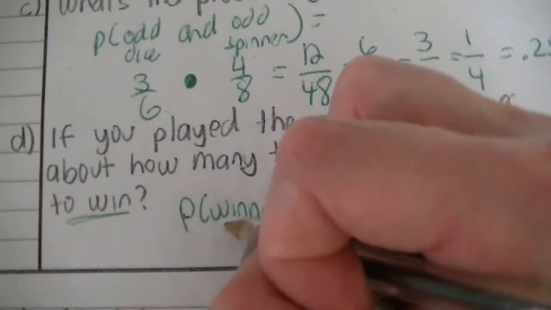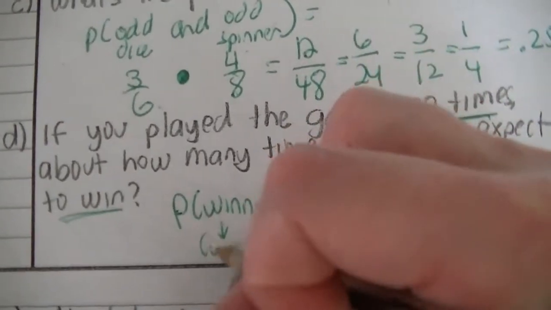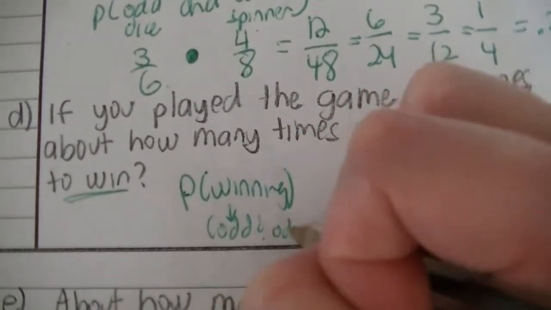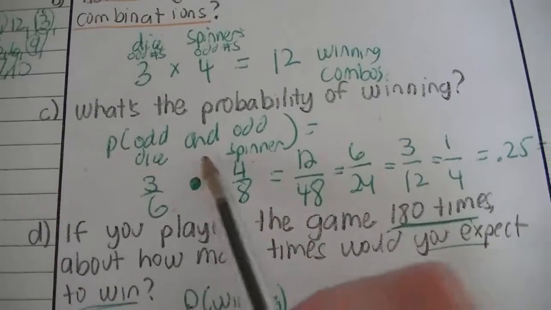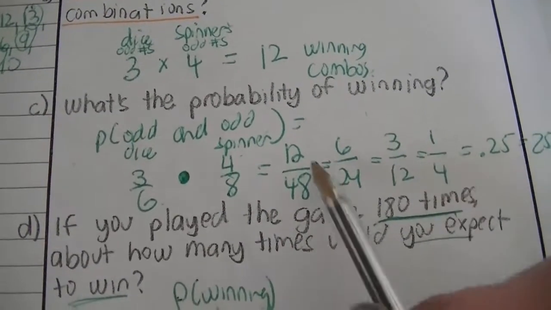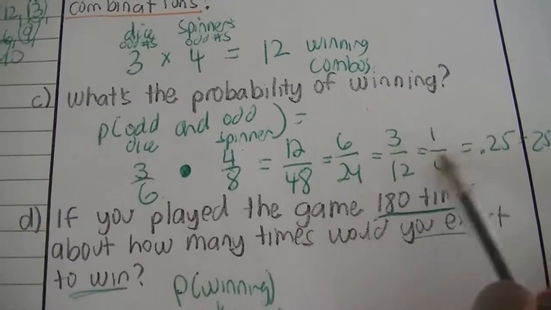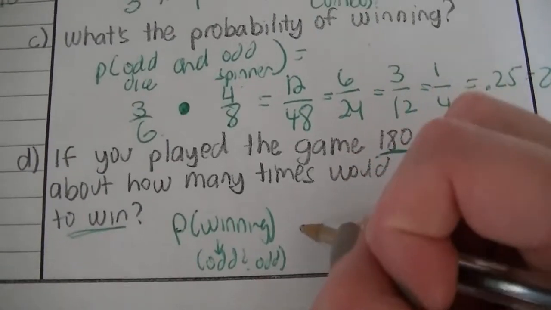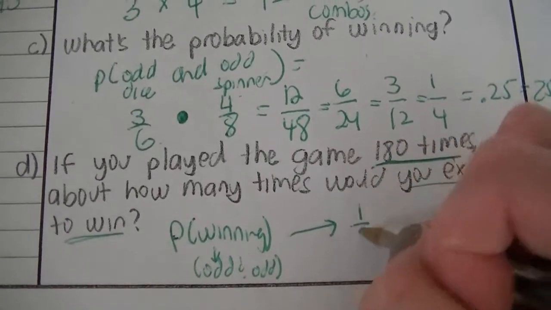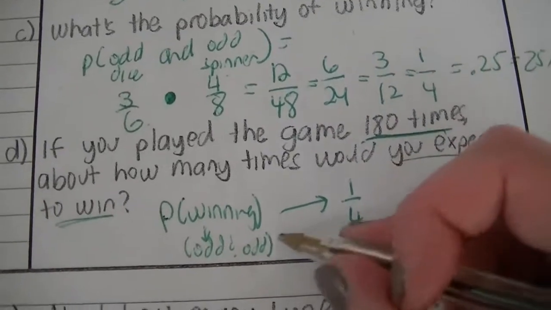Well, winning was getting an odd and an odd, right? Wasn't this the chance of winning right here? 1/4. You can take any one of these, this, or this. It's the probability of winning. I'm just going to do the simplest form. And that's the probability of winning.